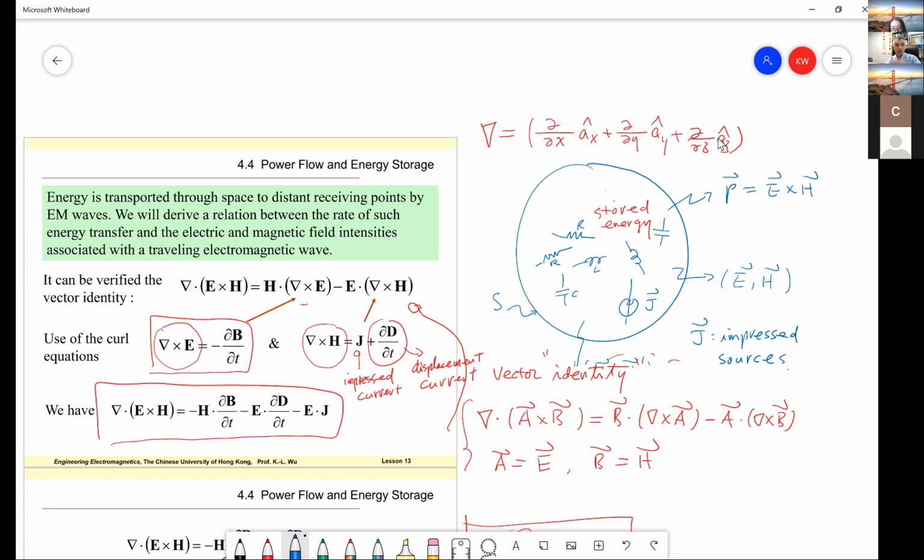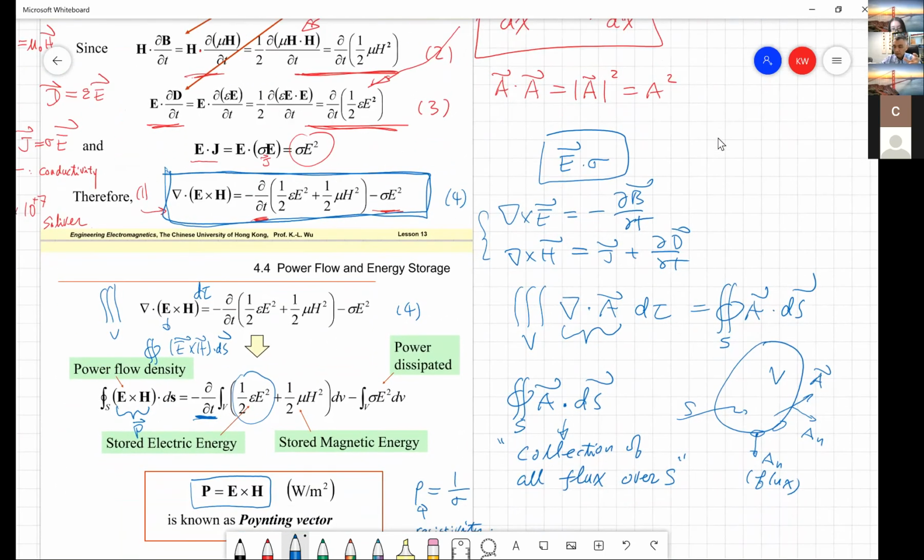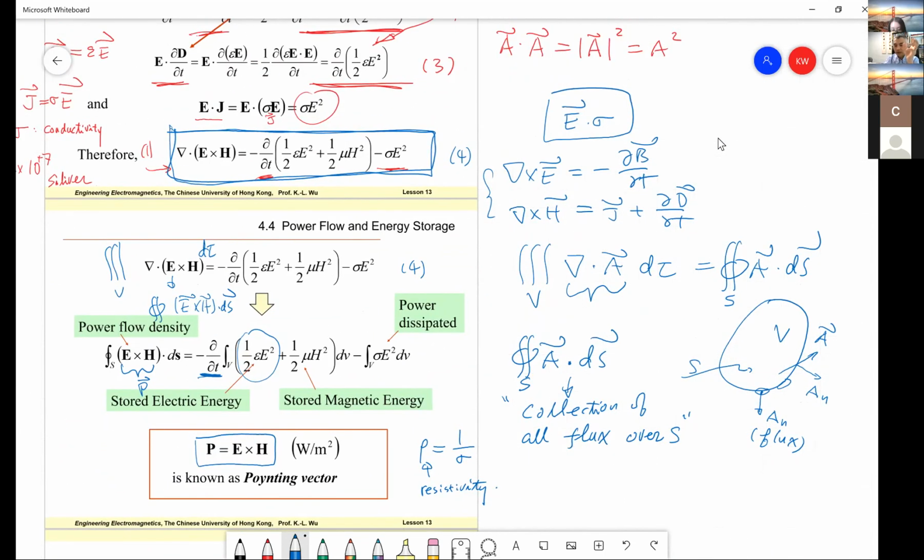So it changes with time, oscillating. If it changes with time, that creates energy going out. Of course, the minus sign means energy is created. So you see why the minus sign means creating energy.